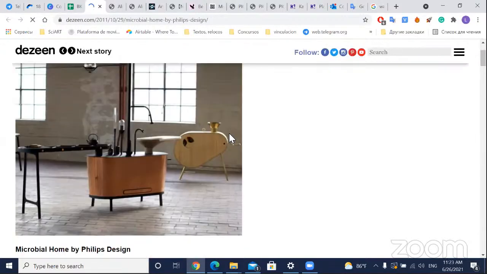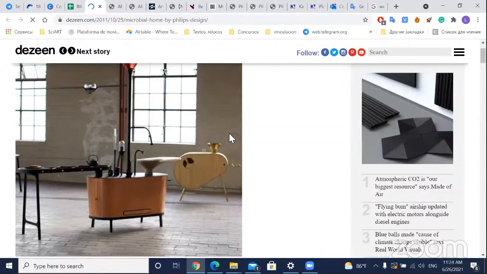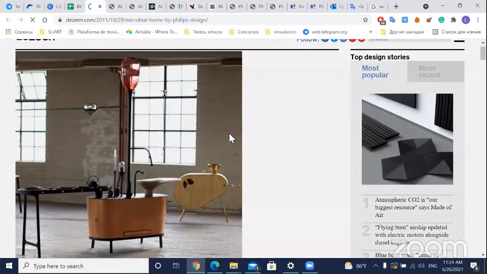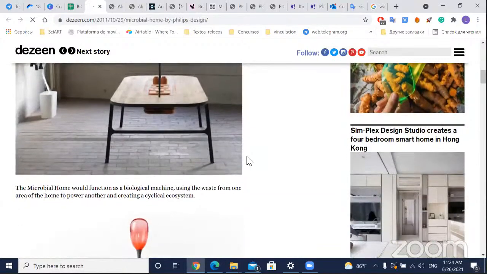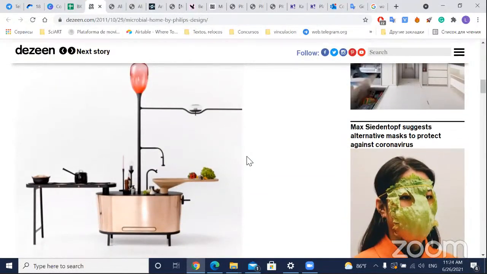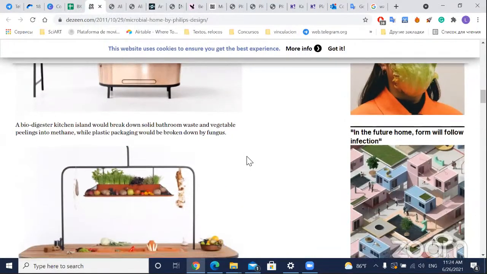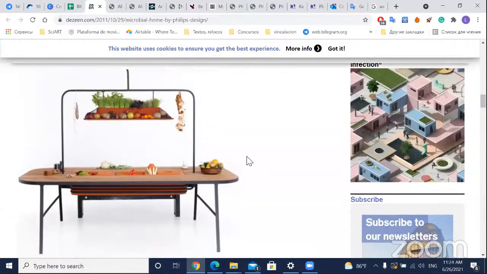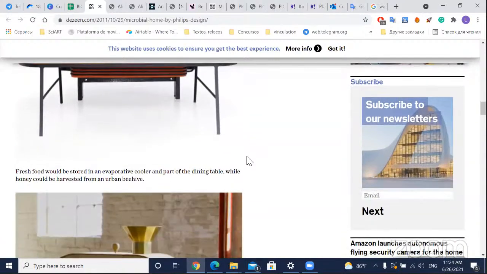Yeah, sure. So I think it's a biodesign. It's a speculative scenario of how we can turn rubbish into power in our living spaces. So this microbial home is creating a self-sufficient circular structure in our living spaces.